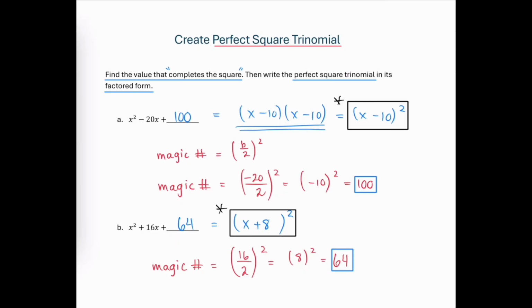Now, before we move on to C and D, let's notice that this number that our perfect square trinomial factored into matches the quantity that we got before we squared it when we were calculating that magic number. Notice here again, the number in our factorization is essentially the square root of the magic number. That's going to help us in part C and part D because we're going to end up with fractions in these perfect square trinomials, and those are going to be a little bit trickier to factor.